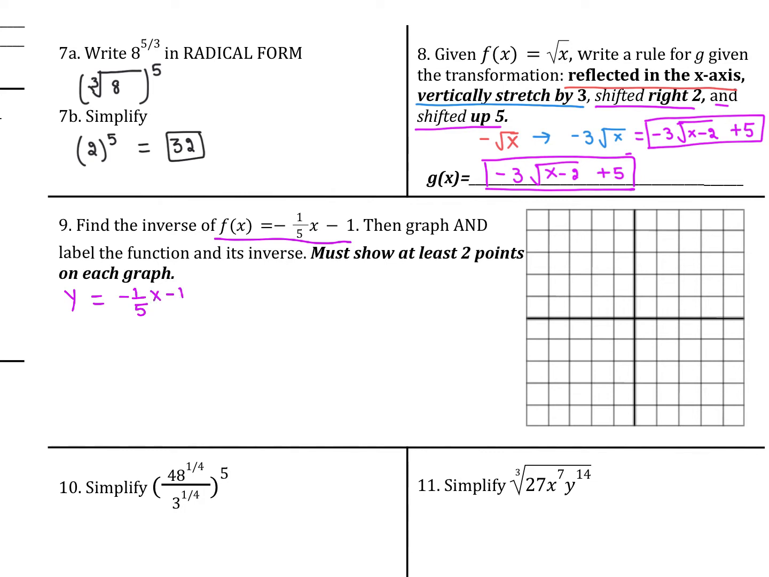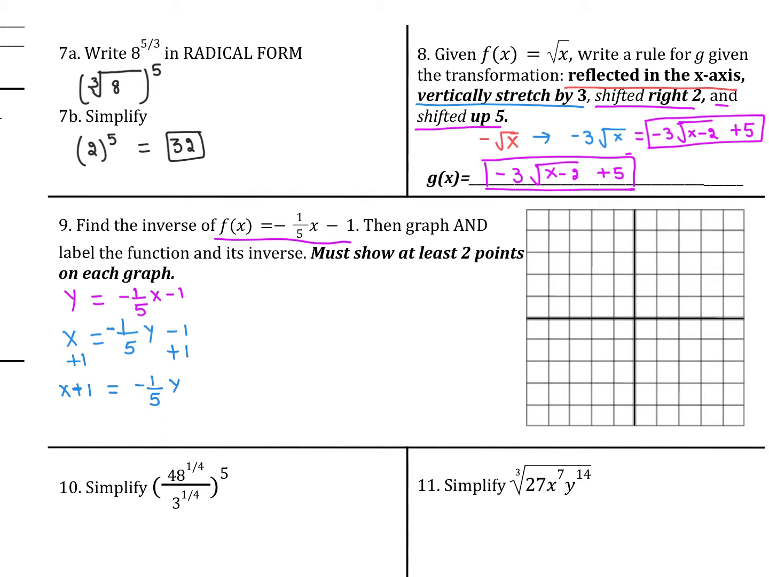And then you're going to switch x and y. So the x becomes y and y becomes x. Now the next step is to solve for y. To solve for y means that you're going to have y by itself. So first of all, add 1 on both sides. You get x plus 1 equals -1 over 5 times y.